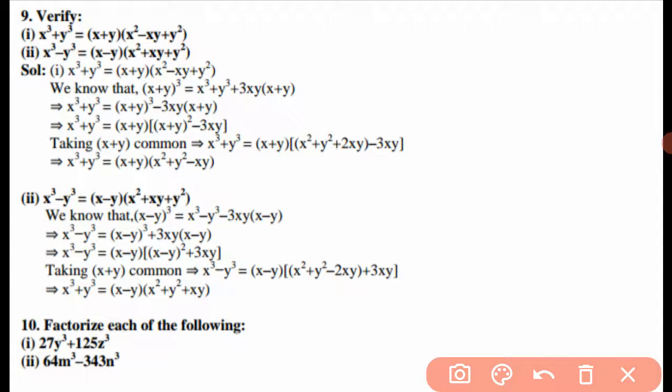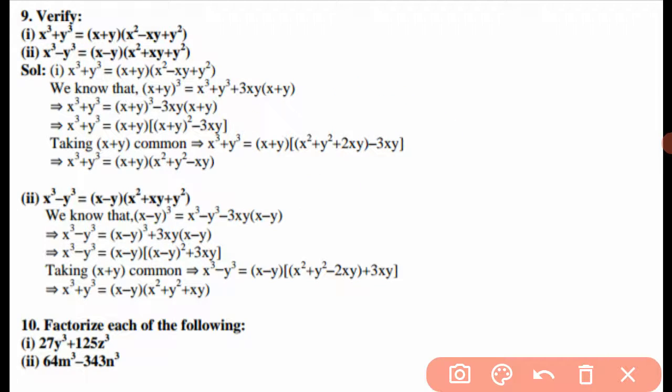Now we know that the value of x plus y whole cube is x cube plus y cube plus 3xy into x plus y. So from here we can find the value of x cube plus y cube, that is equals to x plus y whole cube minus 3xy into x plus y. From this we can take x plus y common, so it will be x plus y whole square minus 3xy.